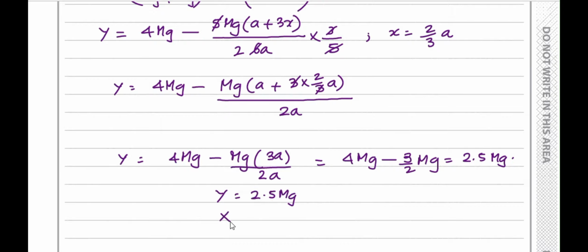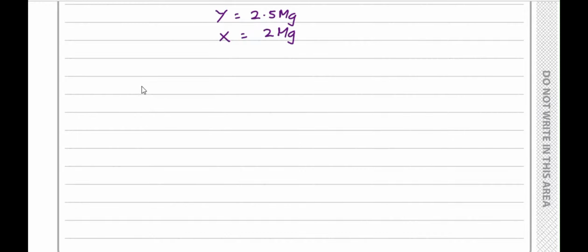We already know that x is equal to 2 mg. Therefore to find the tan beta, it is equal to y over x is equal to 2.5 mg over 2 mg is equal to 1.25.